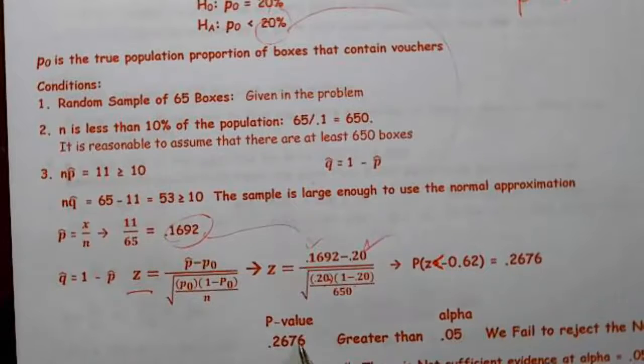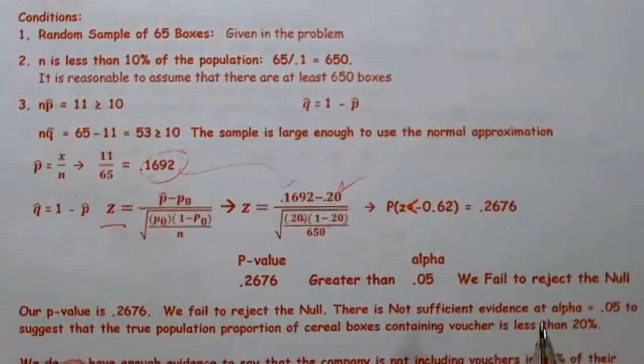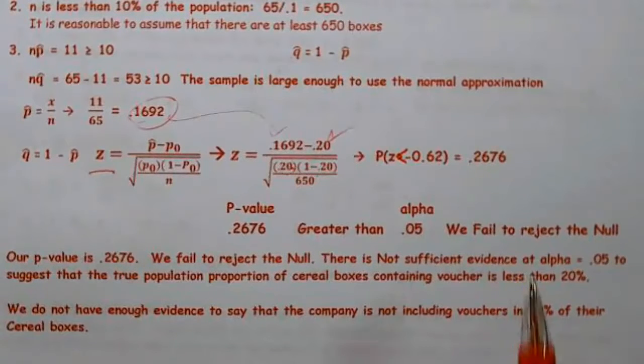All right, our p-value is greater than 0.05. So when I compare my p-value to alpha, it's greater than, so we're going to fail to reject the null. Our p-value is 0.2676. We fail to reject the null. There is not sufficient evidence at alpha equal 0.05 to suggest the true population proportion of cereal boxes containing vouchers is less than 20%. In other words, we do not have enough evidence to say the company is not including vouchers in 20% of the cereal boxes.